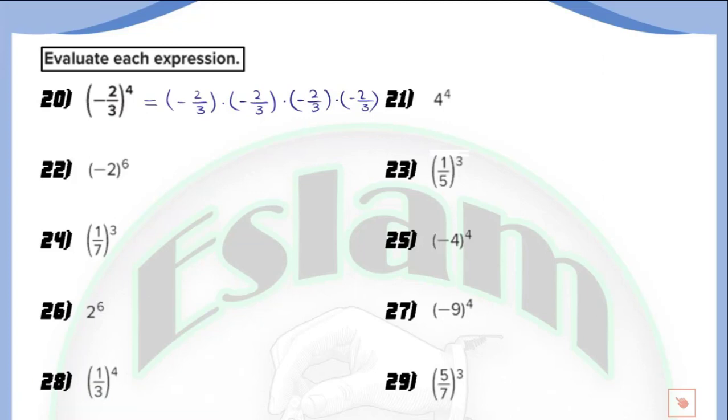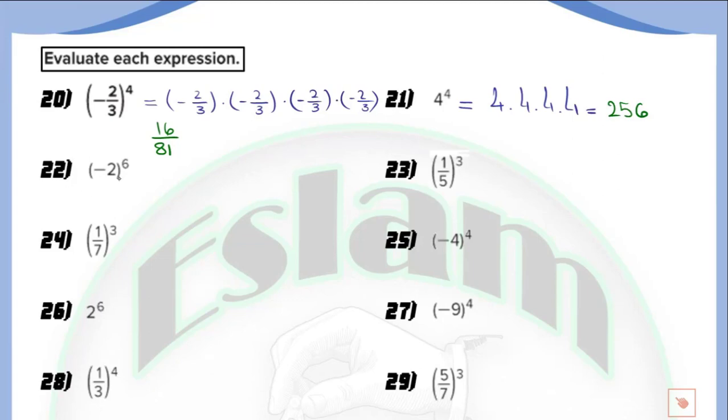By multiplying, you will find that the answer will be equal to 16 over 81. You will find the same in question number 21: 4 raised to the power 4. It means we repeat 4 four times in multiplication. By multiplying, you will find that the answer will be equal to 256.